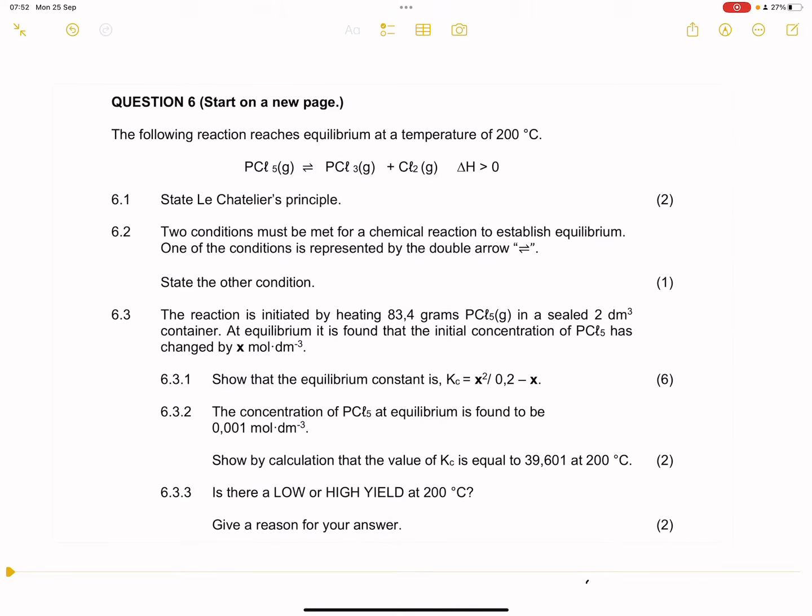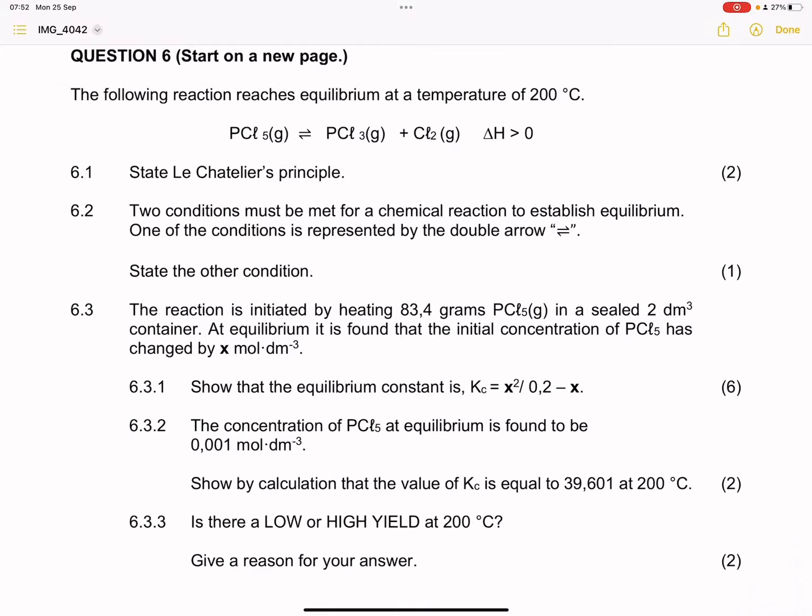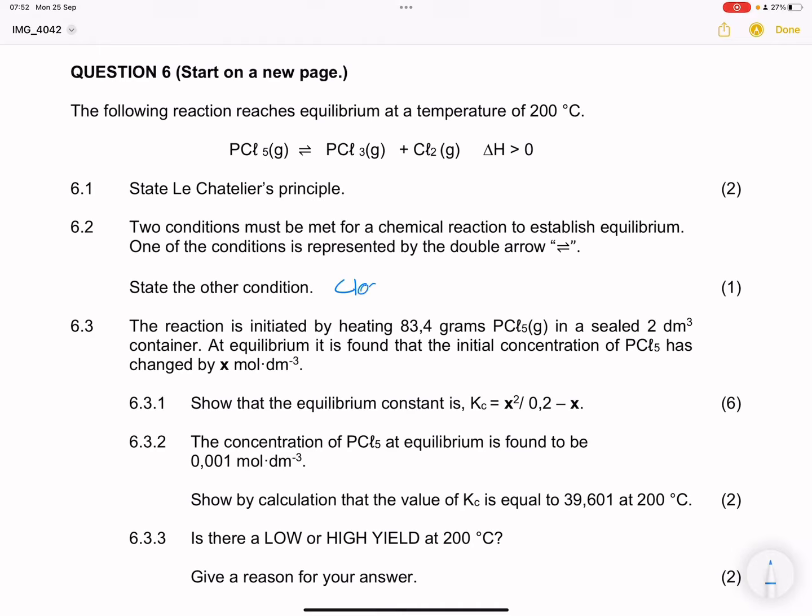All right, so they say to us, two conditions must be met for a chemical reaction to establish equilibrium. One of the conditions is represented by the double arrow, which means the reaction must be reversible. State the other condition. The other condition is what we stated in Le Chatelier's principle, that it must be a closed system. Please remember that. So it definitely must be in a closed system.